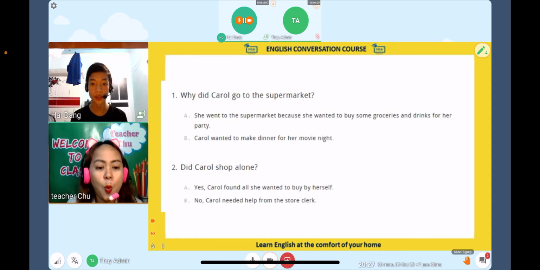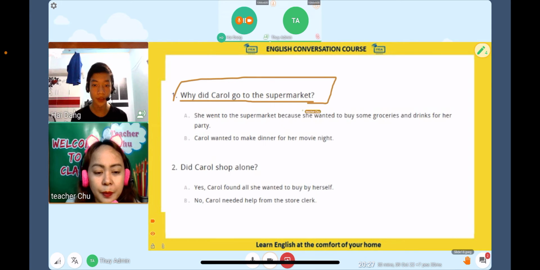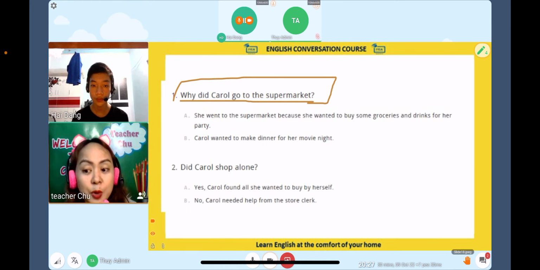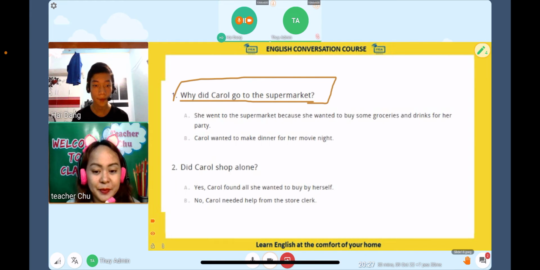Why did Carol go to the supermarket? A. She went to the supermarket because she wanted to buy some groceries and drinks for her party. B. Carol wanted to make dinner for her movie night. I think the answer is letter A. Letter A is correct. Did Carol shop alone?